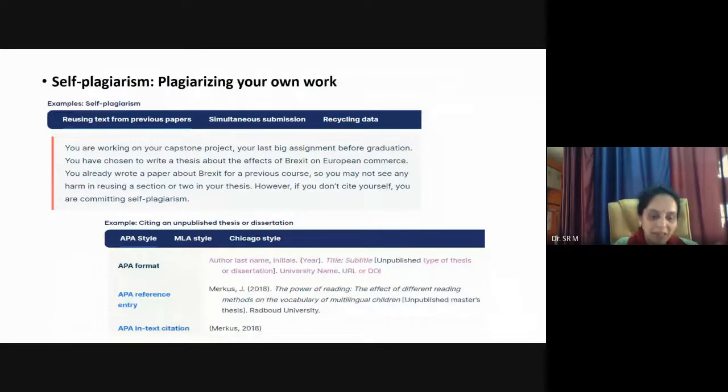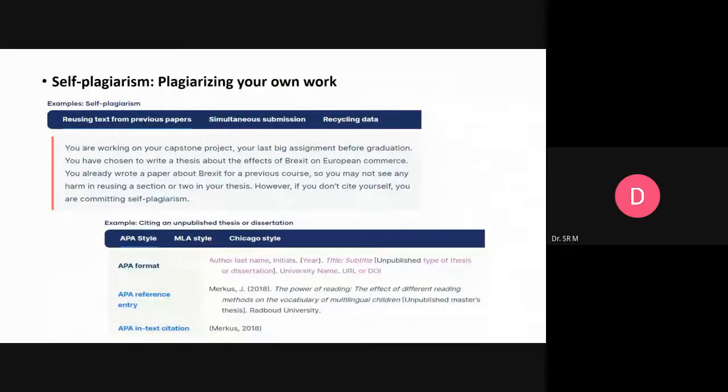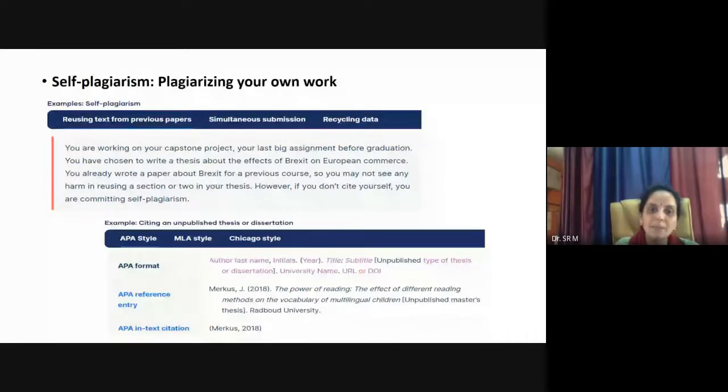So how shall we make this legitimate or authentic when you are trying to use your previous work? Simple. You can acknowledge it by citing yourself. All of us have a question: how to cite myself? You can just cite yourself like you cite any other source. An example I have put here is citing an unpublished thesis or dissertation. It seems to be in APA format.